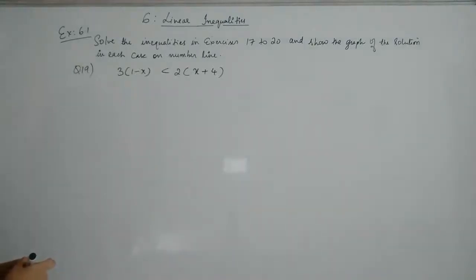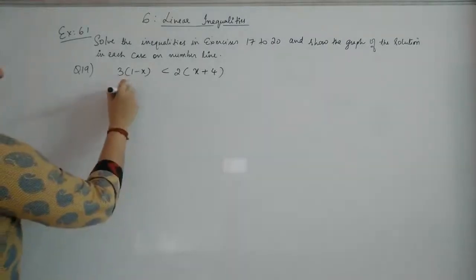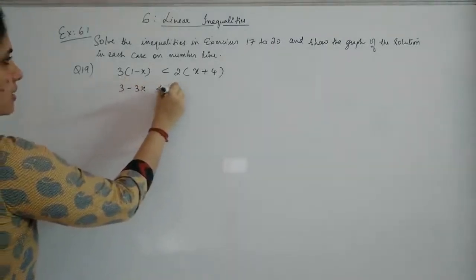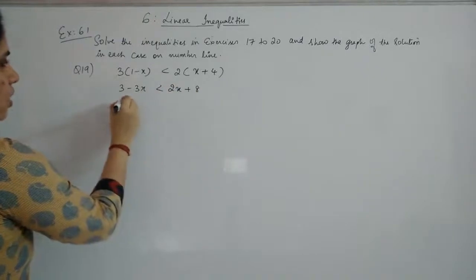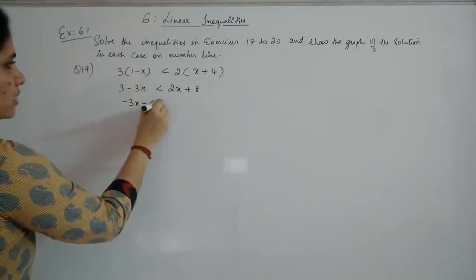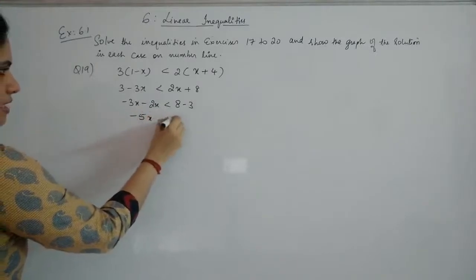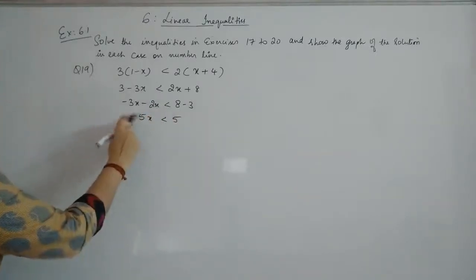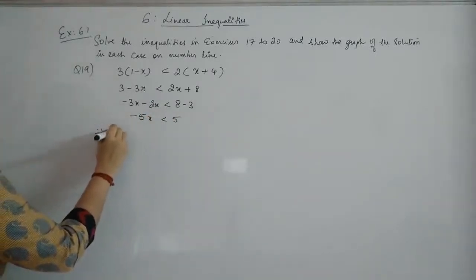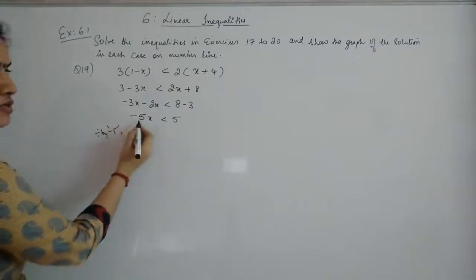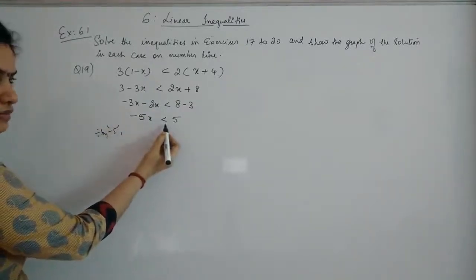Question number 19 is 3 into 1 minus x is less than 2 into x plus 4. You will have 3 minus 3x is less than 2x plus 8, or minus 3x minus 2x is less than 8 minus 3, which is minus 5x is less than 5. Now you have to remove this negative 5, so dividing throughout by minus 5, again it is a negative quantity, which means the inequality will get reversed.